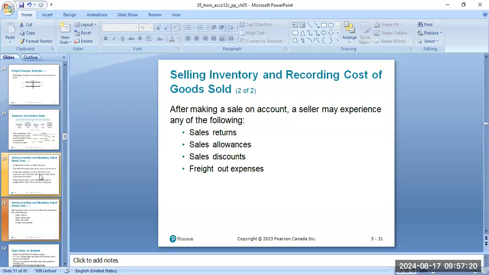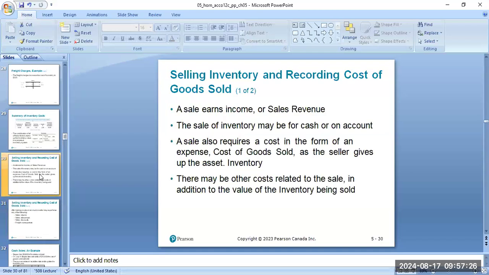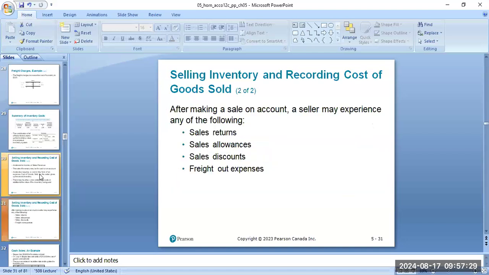So once we're selling, since we're the seller now, we may have sales return. The buyer doesn't like our items, he can return them. We're going to give them sales return.